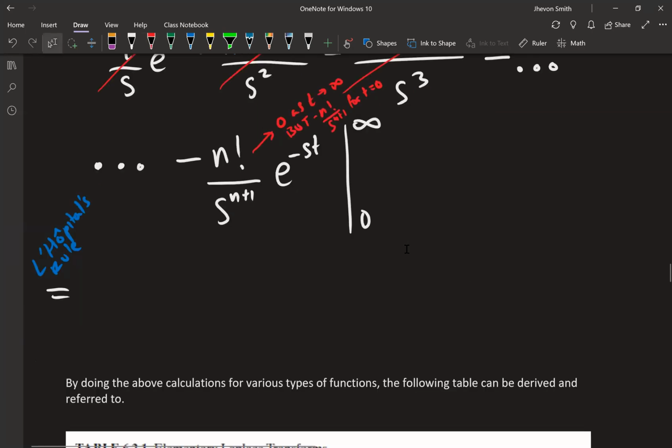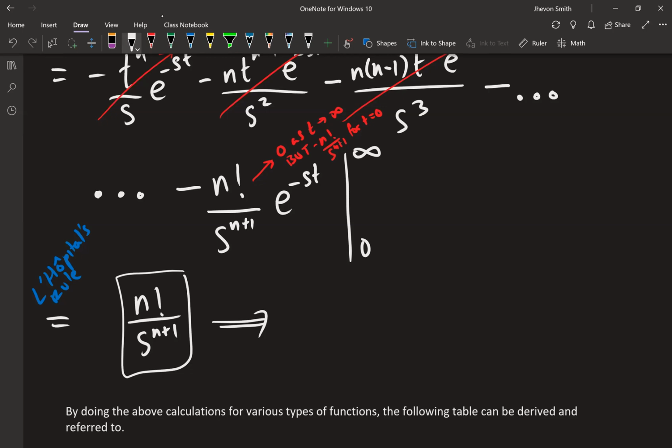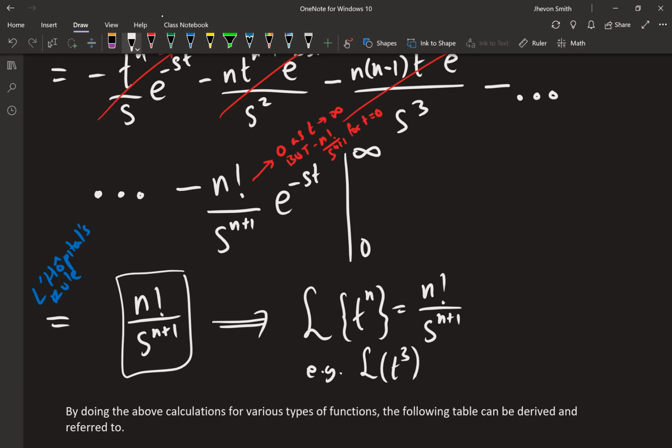And so by the fundamental theorem of calculus, we end up with n factorial over s to the n plus 1 as our answer here. So this means that the Laplace transform of some power of t is going to be n factorial over s to the n plus 1. So for example, we can have the Laplace transform of t cubed. Well, that's going to be 3 factorial over s to the 4, etc.